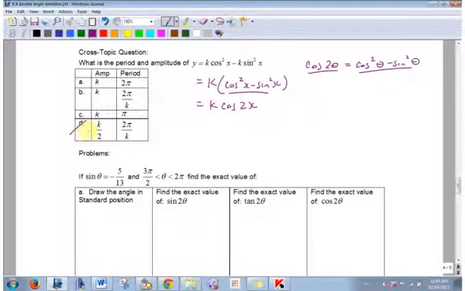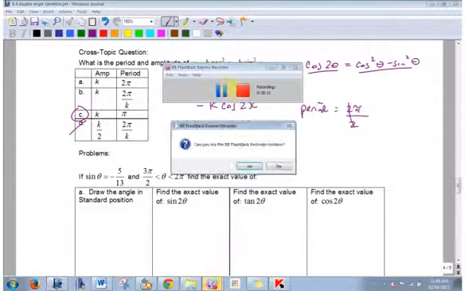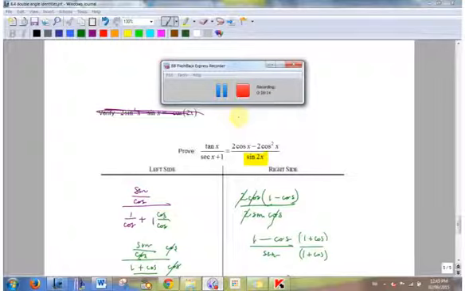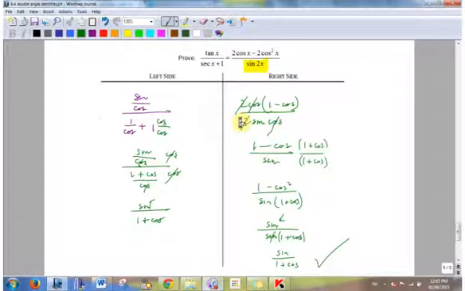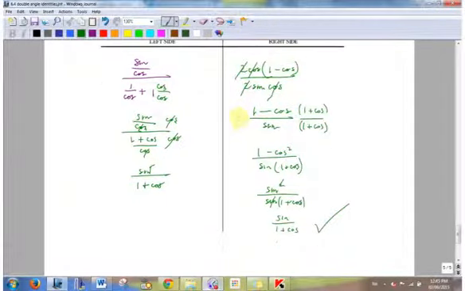So someone would pick D, I guess. What's the period? Which way do you want to think about it? Horizontal compression by a factor of a half, so it's pi, or period is 2 pi over b. B here is 2. We get pi that way too. Okay? There's that one to check, because we did it in class.